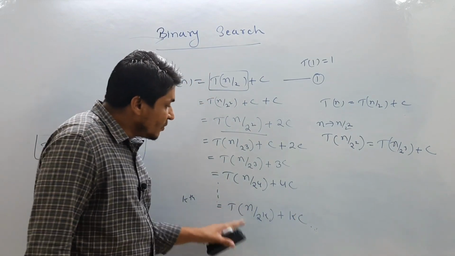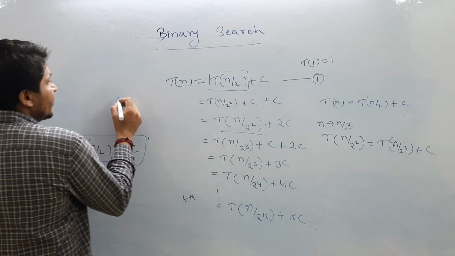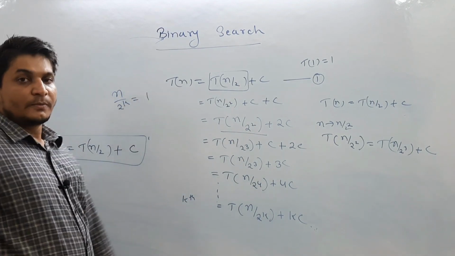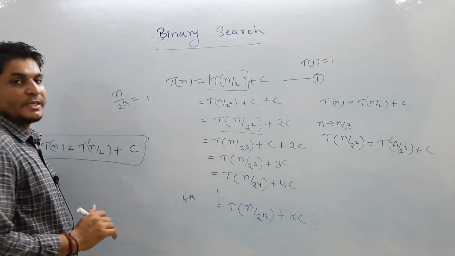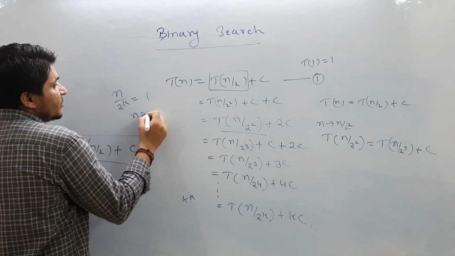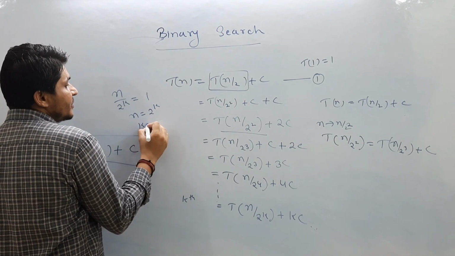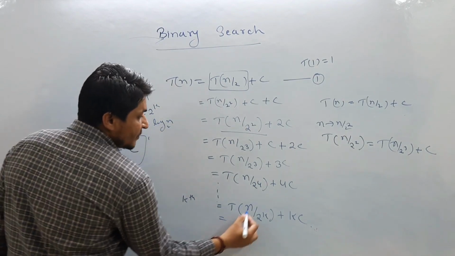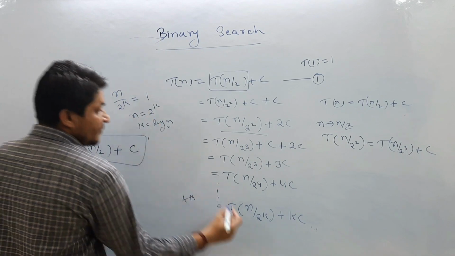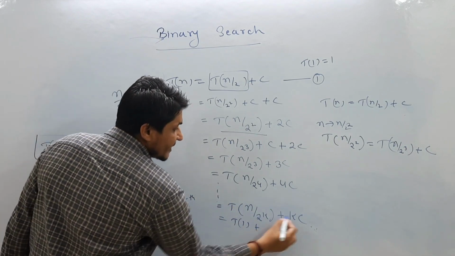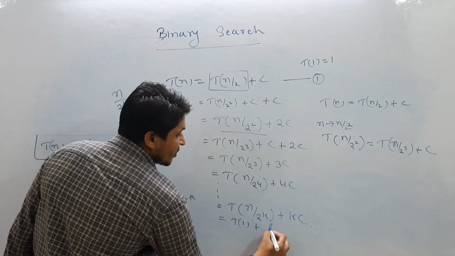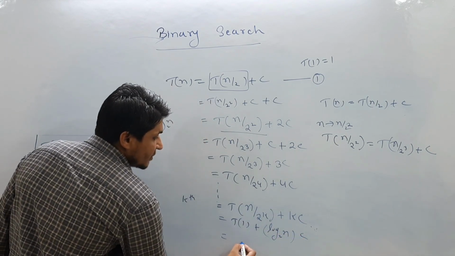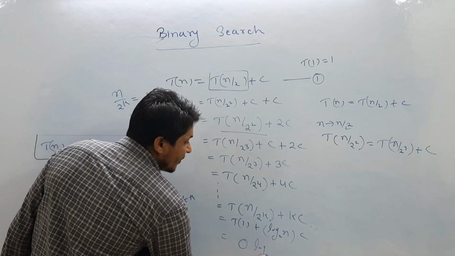But we don't know the value of n/2^k. Let us assume this is 1. Let's suppose this is 1. So if you try to solve, n/2^k = 1, and the k value is nothing but log n, if you take log on both sides. Now can you replace n/2^k by 1? So T(1) + k is nothing but log n times c. If you solve this, it is ultimately going to be order of log n.